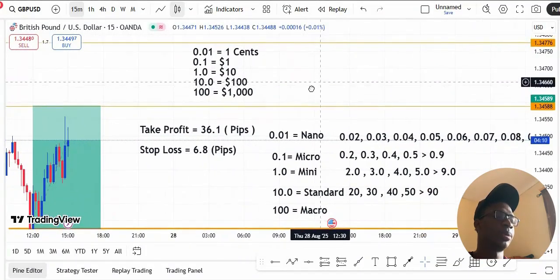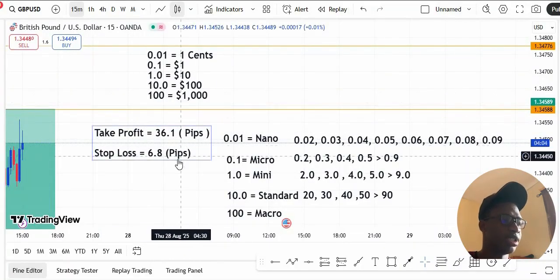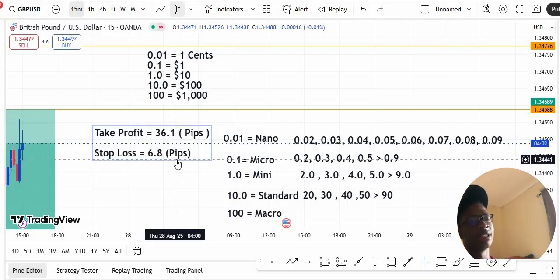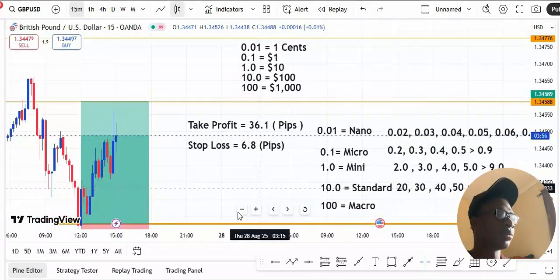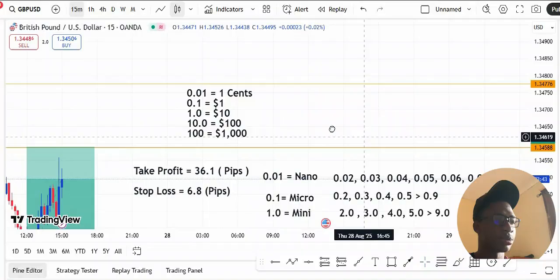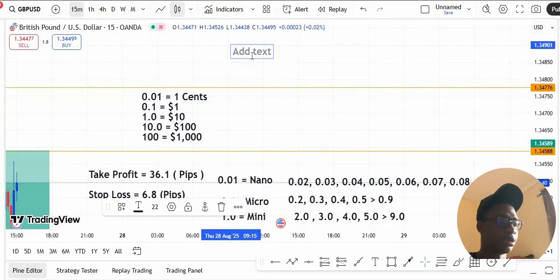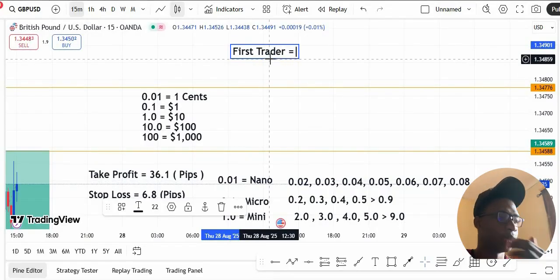So if we are to do the same analysis on this take profit, this is in pip, so we want to be calculating it in pip. Let's say for example three different traders get into this buy trade on GBP USD. The first trader used 0.01, the second trader used 0.1, the third trader used 10.0 lot size. So how much are they going to make? For the first trader, he used 0.01, which is 1 cent.